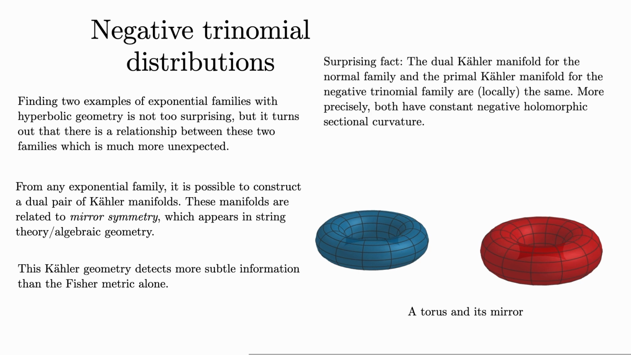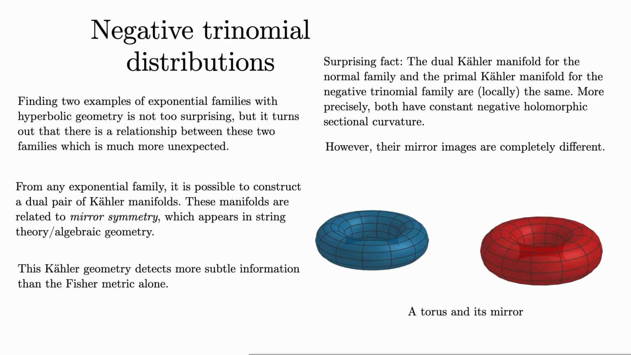However, quite surprisingly, the dual Kähler manifold for the normal family and the primal Kähler manifold for the negative trinomial family have the same geometry, at least locally. In other words, even though these distributions are completely unrelated, these two spaces end up being locally indistinguishable. However, their mirror images are completely different. At least for me, this fact was completely unexpected and something that came as a bit of a surprise.